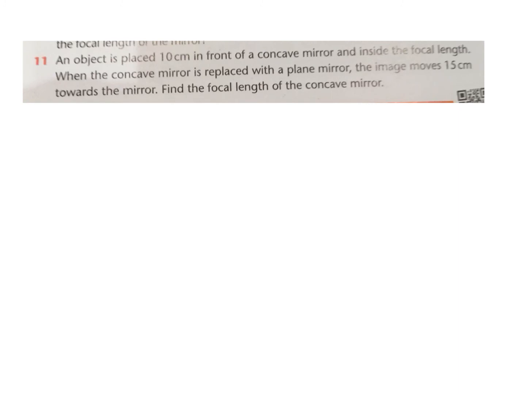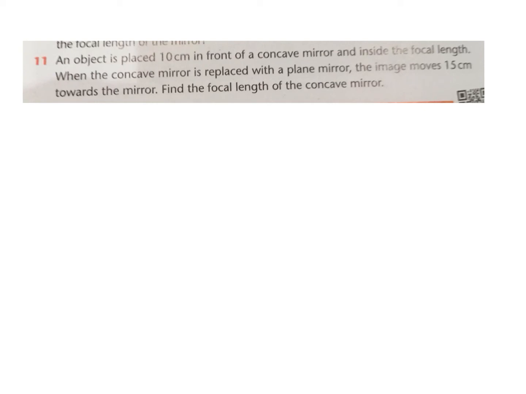Okay, so as I said, we're going to move on to question 11 now. This one is conceptually quite hard, because you need to be pretty good at visualizing what's going on with the difference between plane mirrors and concave mirrors. So they say an object is placed 10 centimeters in front of a concave mirror and inside the focal length. When the concave mirror is replaced with a plane mirror, the image moves 15 centimeters towards the mirror. Find the focal length of the concave mirror.